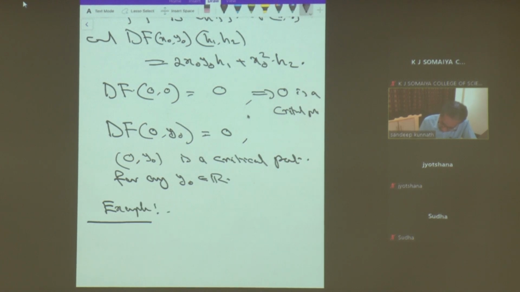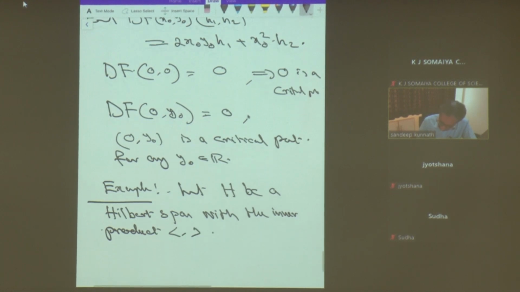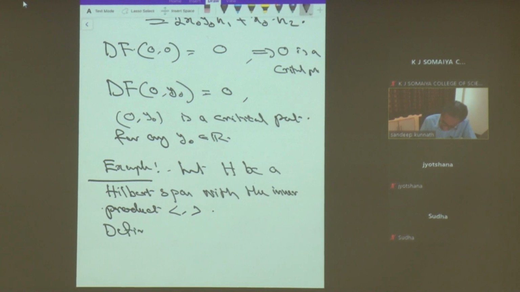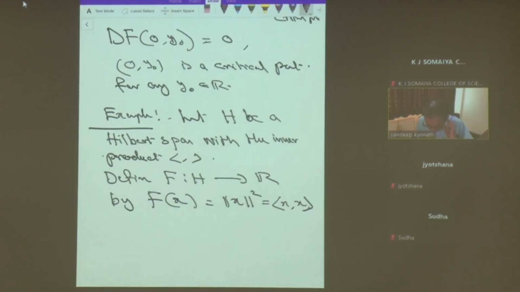Let H be a Hilbert space with the inner product, and define a capital F from H to R by capital F of x is equal to norm of x squared, and that is nothing but the inner product of x with x. And then we can try to find what is the derivative.